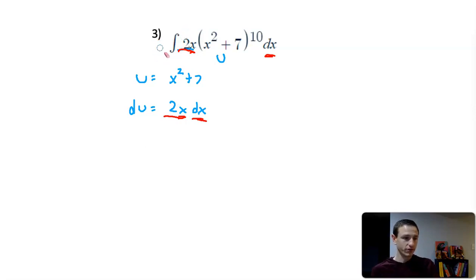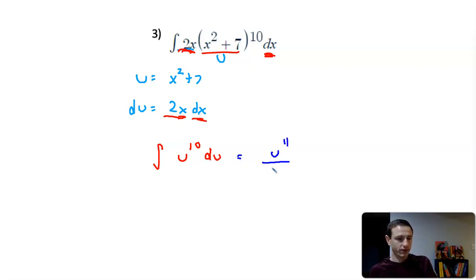The 2 is going to completely substitute out, so I'm going to go ahead and rewrite this as the integral of just u to the 10th, because I replaced x squared plus 7 with u. I substituted out 2x dx with du. So the integral of that is going to be u to the 11th over 11. 10 plus 1 is 11 over 10 plus 1 is 11. Plus c. I guess we could tack that on.